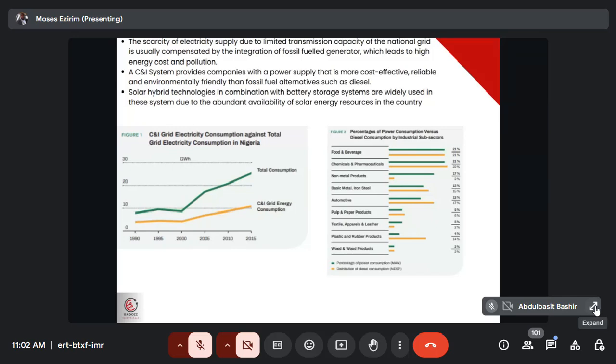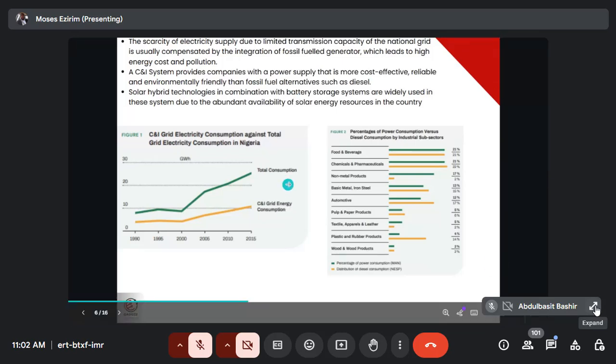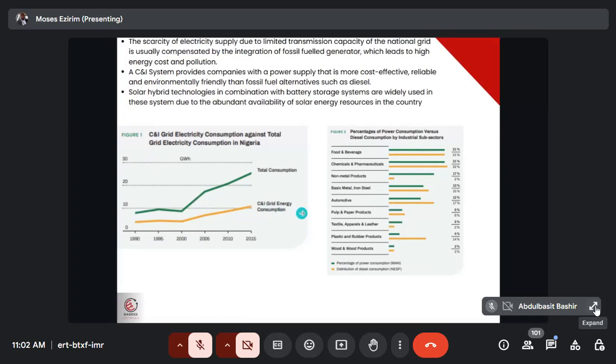reliable. Now, looking at this graph, you can see this is C&I grid energy consumption, and this is grid. So in Nigeria, this is your grid cost. This is your total consumption. And out of it, this is what only C&I is taking. That is a lot, around 86%. That is a lot.